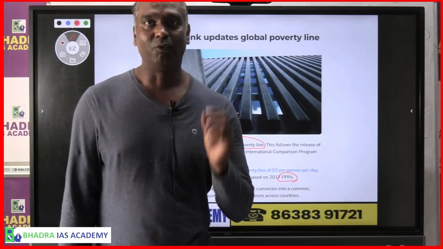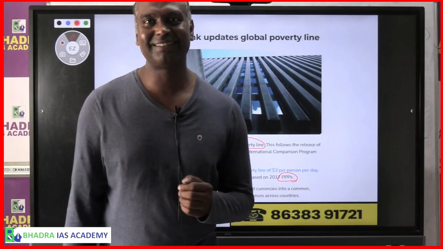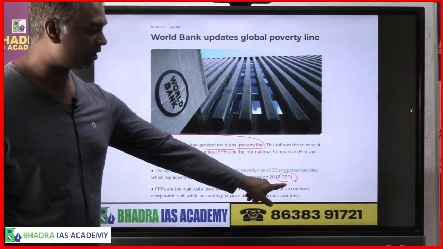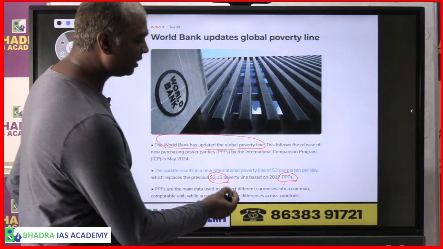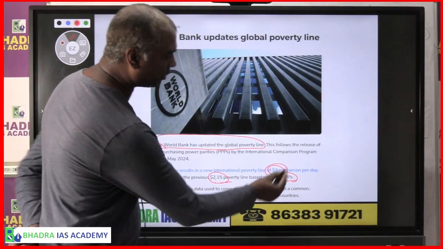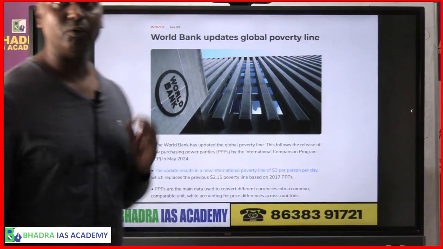In PPP, what is the value of $1? It will be roughly about 21 rupees. Okay, so that is how we have to understand. Therefore it is called PPP, not exchange rate. So currently the World Bank ने क्या किया, from 2.15 they have changed to $3 per day. So that is the news what we see from the World Bank.